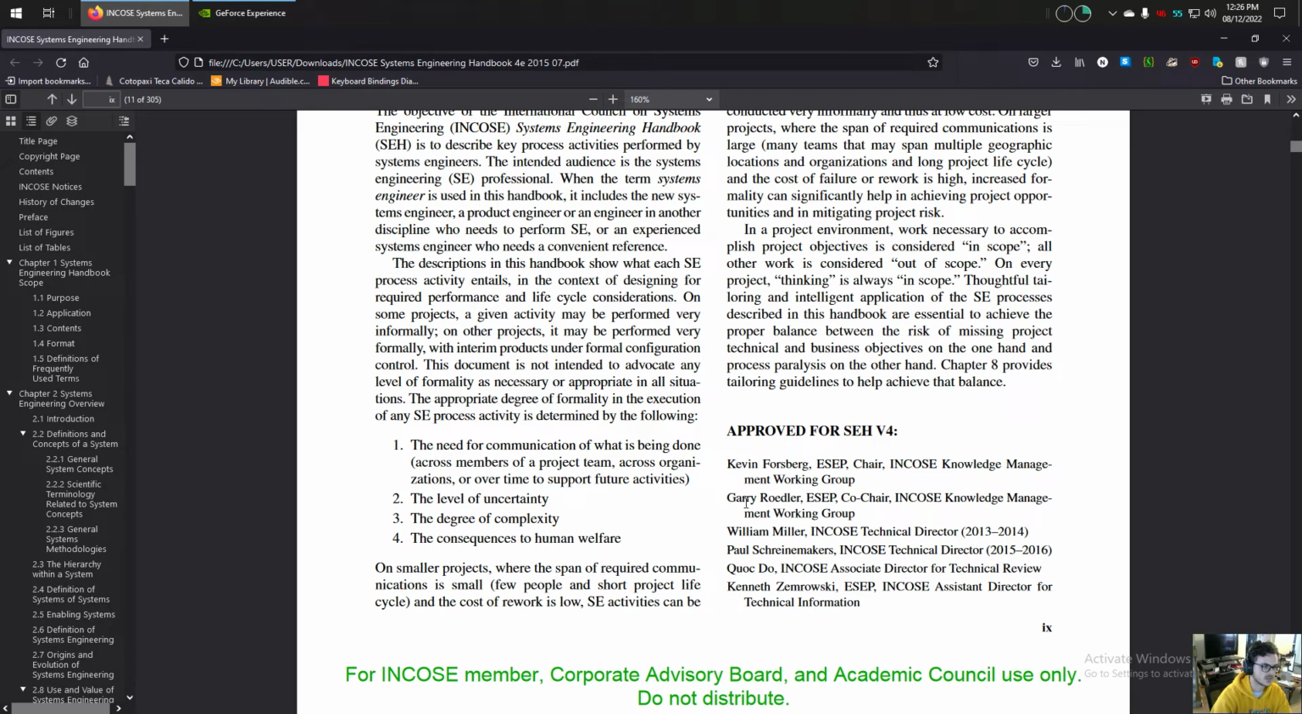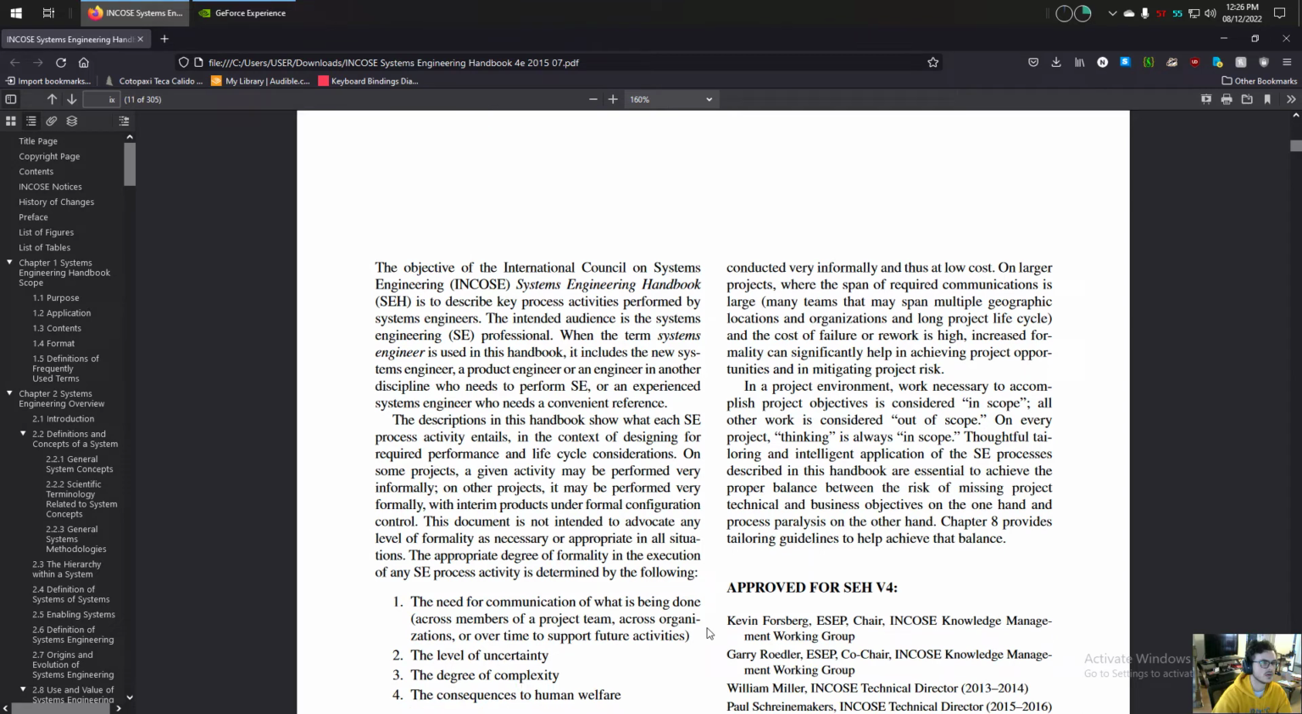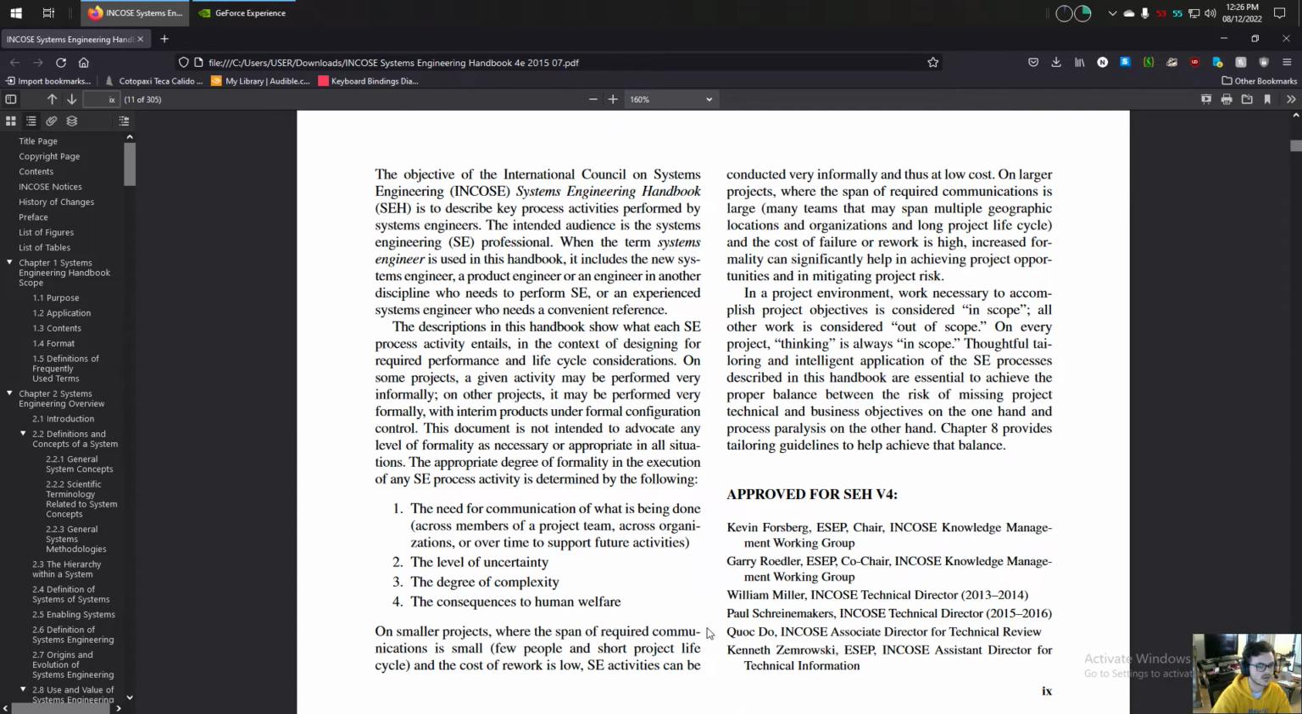On smaller projects where the span of required communications is small, with very few people and a short project life cycle, and the cost of rework is low, SE activities may be conducted very informally and thus at low cost. On larger projects where the span of required communications is large, such as where you have many teams that may span multiple geographic locations and organizations, and a long project life cycle, and the cost of failure or rework is high, increased formality can significantly help in achieving project opportunities and in mitigating project risk.